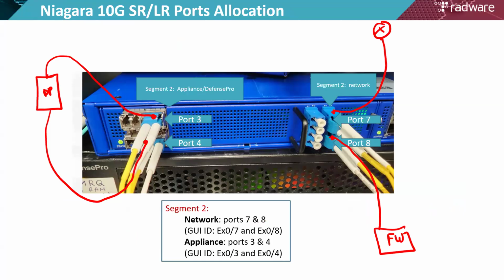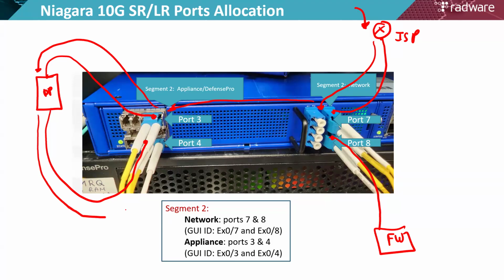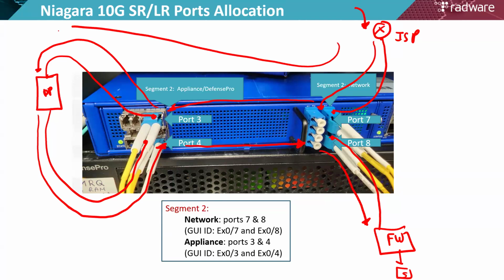So let's see how the traffic flows now. This is the ISP router, so the incoming traffic comes here on port number 7. If the Defense Pro is working properly, the flow would go to port number 3, then to this particular port. It will exit out of this port after inspection, reach port 4, and from port 4 it will go to port 8, and from port 8 to the firewall, and from the firewall to the backend server. So the flow is something like this. It will flow in this particular pattern.